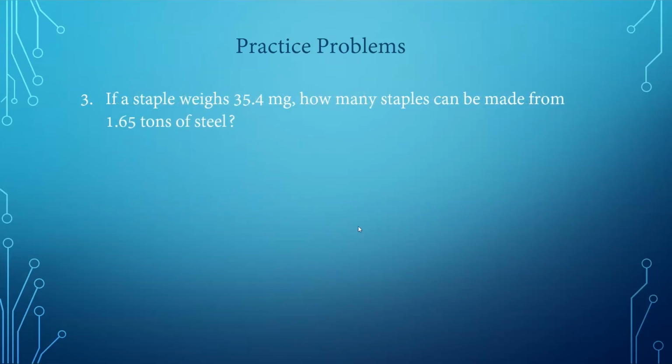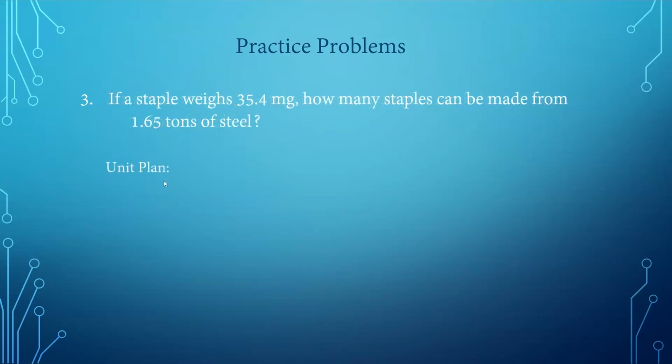For our next problem, we're making staples. So we have 1.65 tons of steel, and we know how much an individual staple weighs, and we'd like to figure out how many staples we can make. Again, our known here is the steel, so our unit plan will have to begin with our tons of steel. And we're trying to find the number of staples, so that's going to have to be our target.